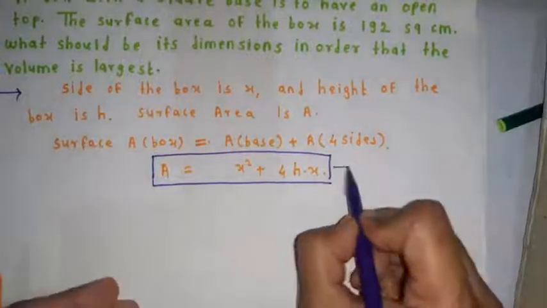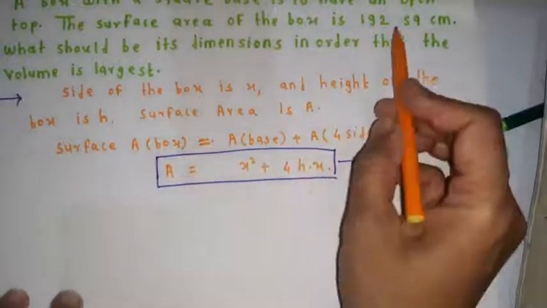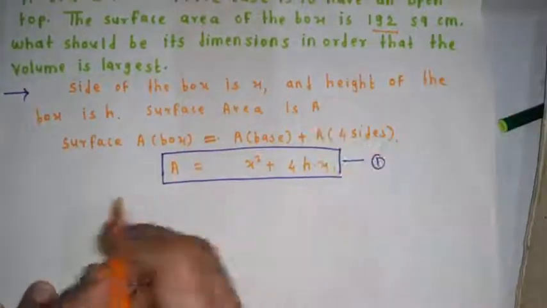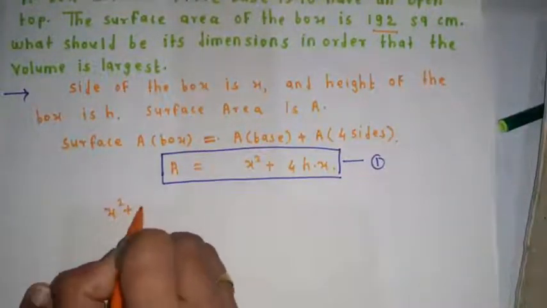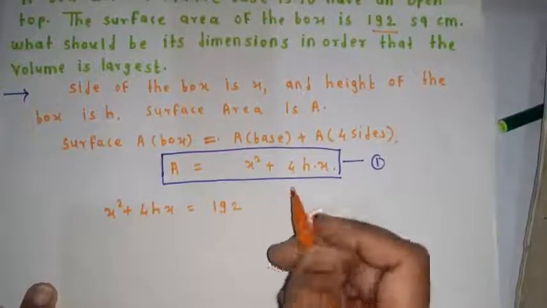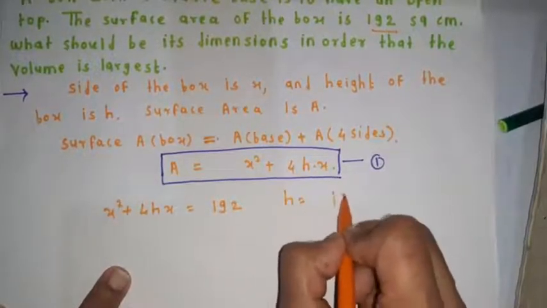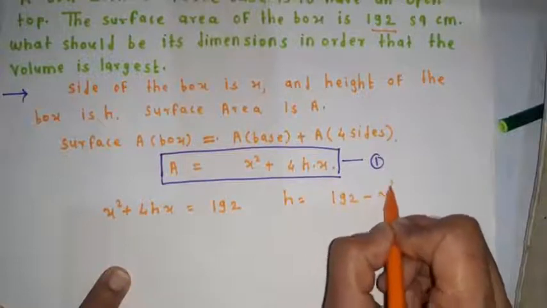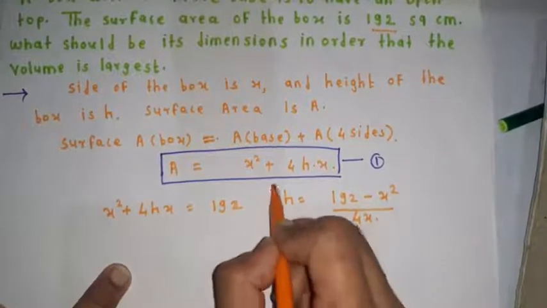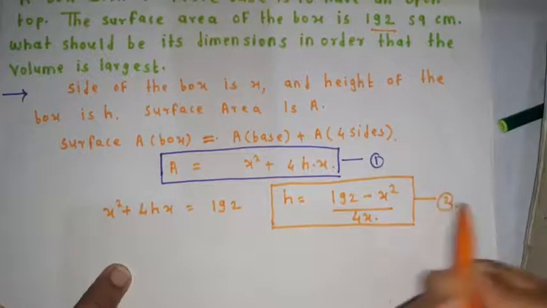Okay students, and this is 1. And now we have given that the surface area is 192 square centimeter, that is x square plus 4hx equal to 192. This implies h equal to (192 minus x square) upon 4x. This is the value of h, and this is second.